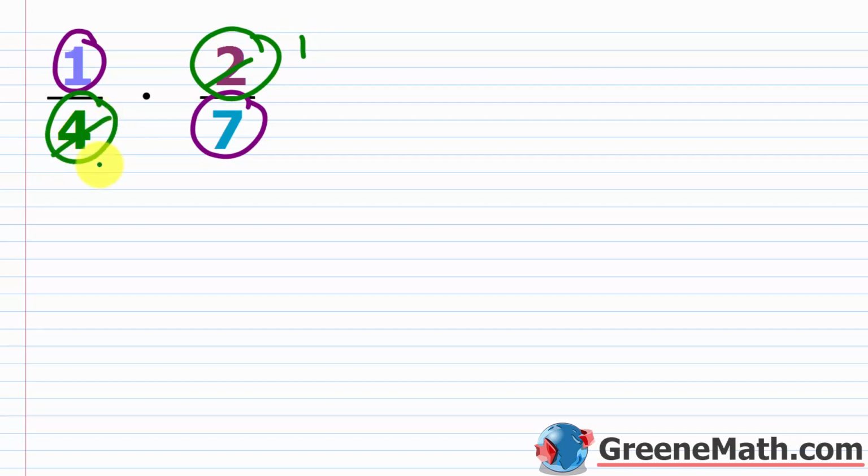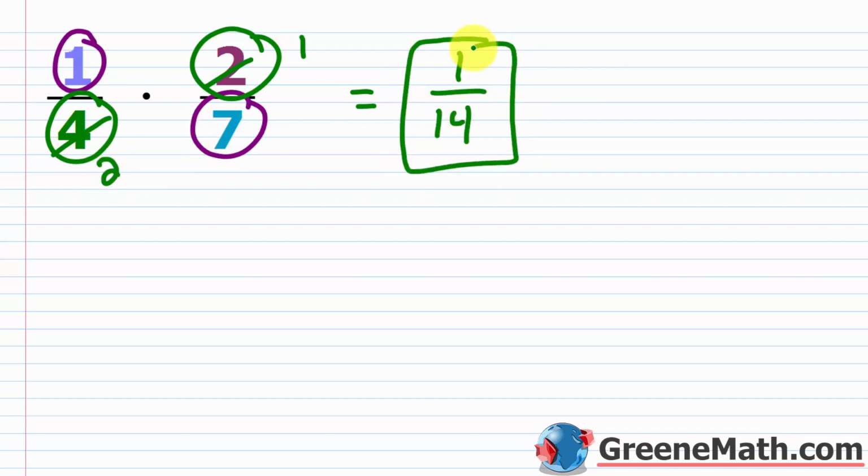If I divide 4 by 2, I get 2. Okay, so now once you've canceled everything, you can go through and multiply, and you're going to get a simplified result. So 1 times 1 now would give me 1, and 2 times 7 would give me 14. So now I have 1/14, and it's already simplified.